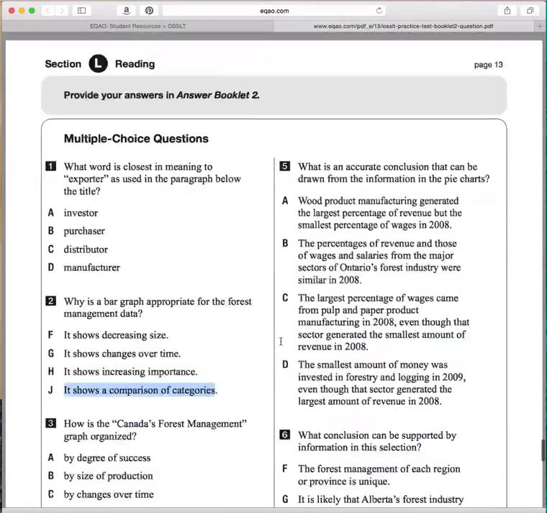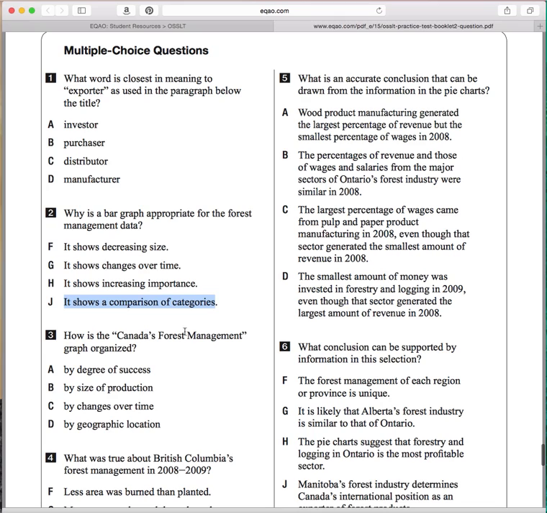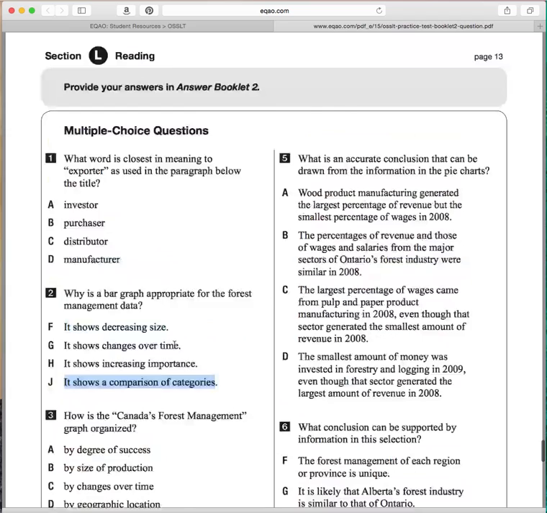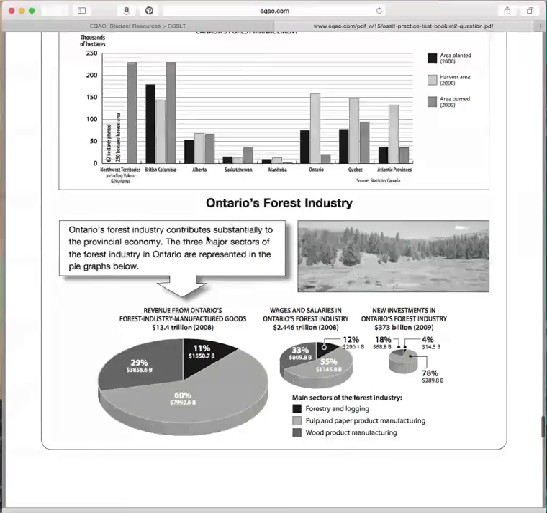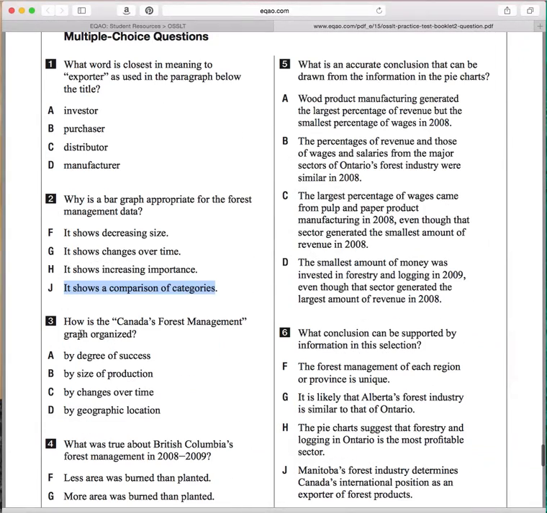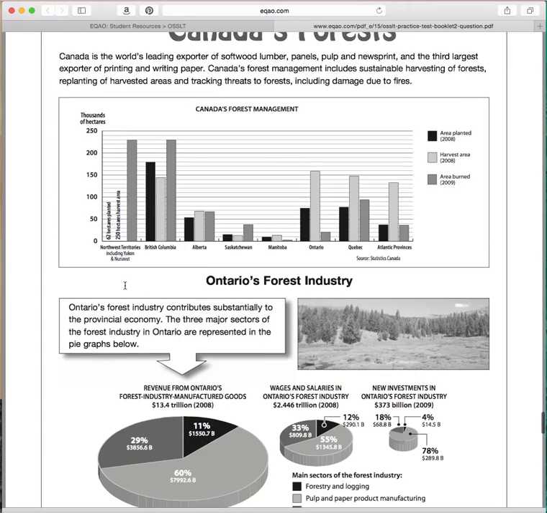Next question, how is Canada's forest management graph organized? I'm just going to double check Canada's forest management. That's the title. That's what we're talking about. And you can see that it is not organized by degree of success or production or changes over time. It's organized by geographic location. That's what we are meant to be comparing here, just by looking at the bottom axis, the x-axis of this graph.